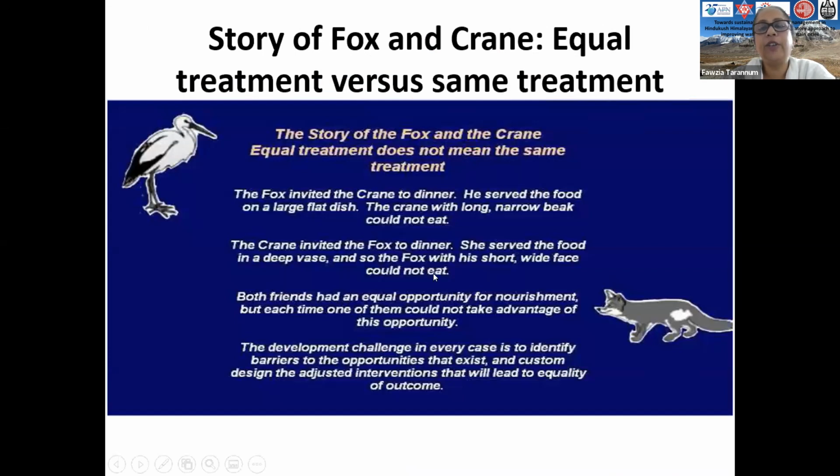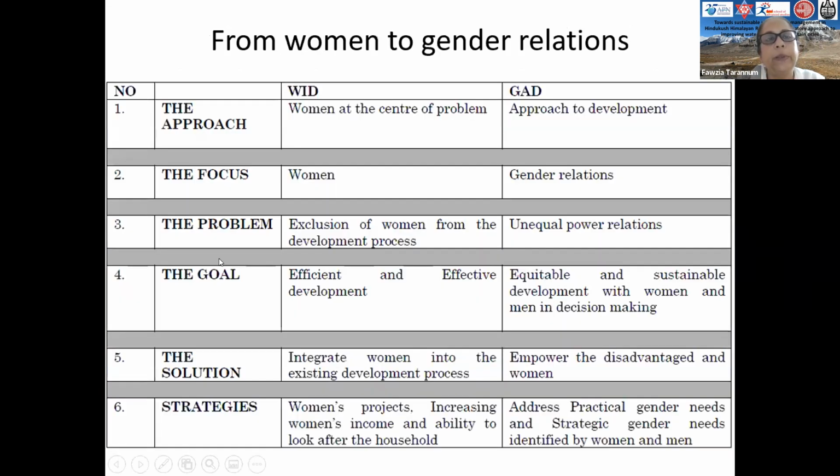This is another very interesting story which all of you must have read on equal treatment and equitable treatment. The fox and the crane story. When the fox invited the crane, he served the food in a large flat dish, but the crane could not eat it. And likewise, when the crane invited the fox, he served it in a long elongated vessel and the fox couldn't drink. So while the treatment was equal, it was not equitable.